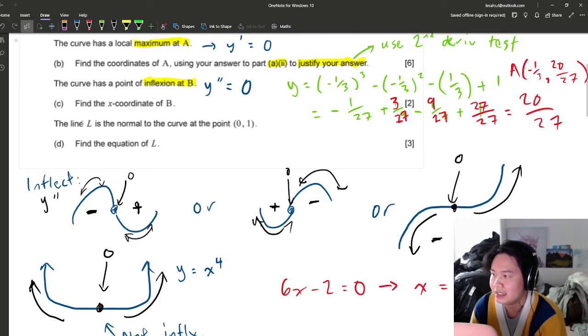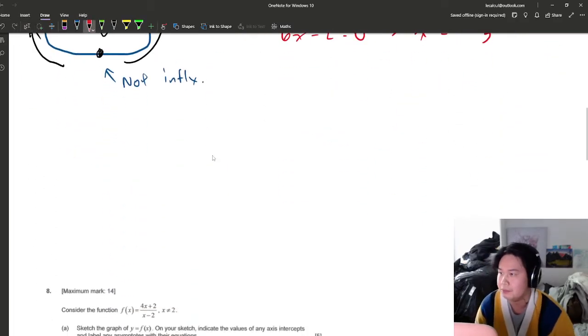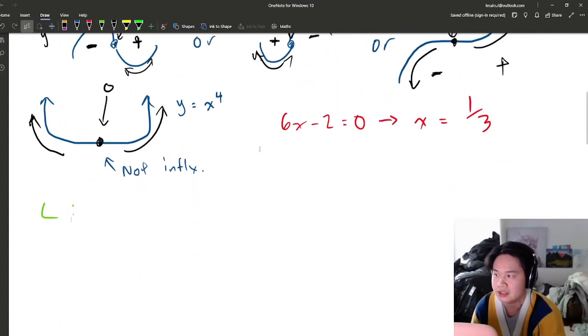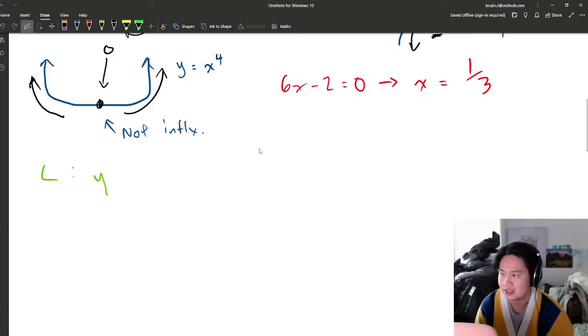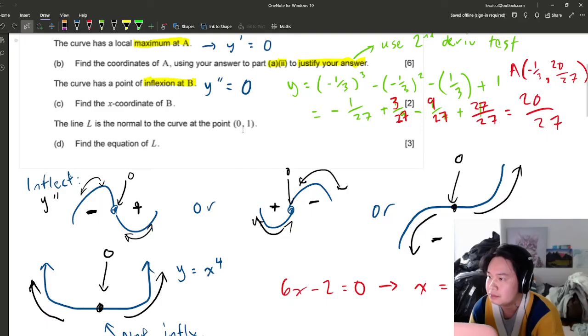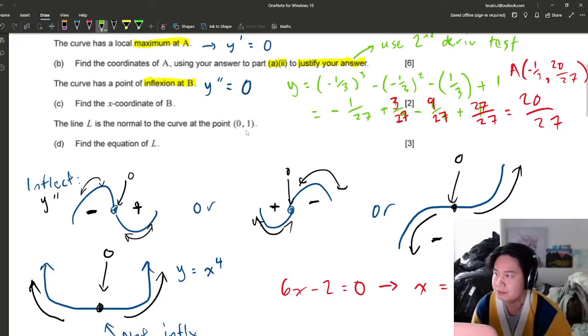Next up, we have the line L is normal to the curve at this point. Then we need to find the equation of L. So L, right, is a line, and then they give you the point. So we're just going to use the point gradient form, which is y minus y1 equals m times x minus x1. And then this is your x1, y1, right?